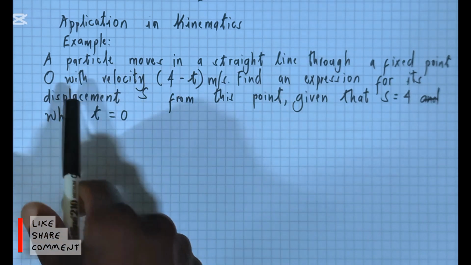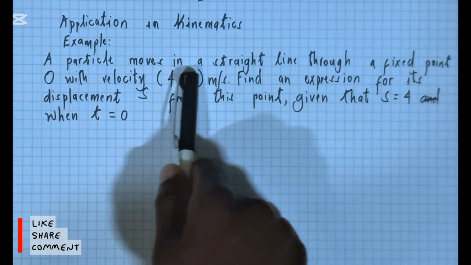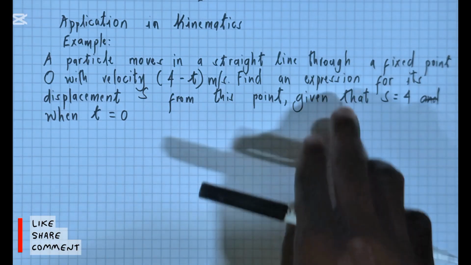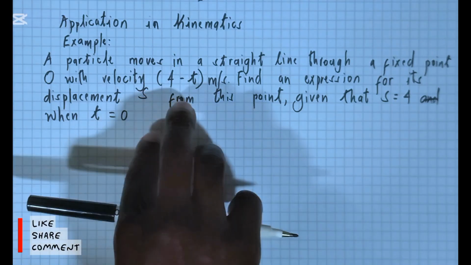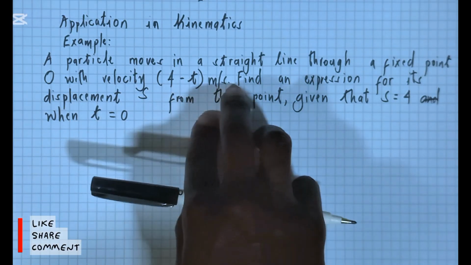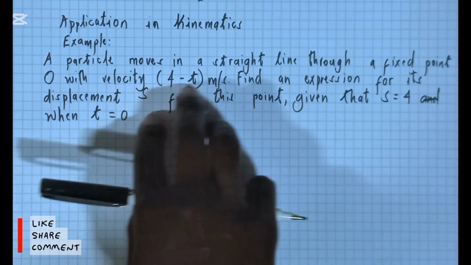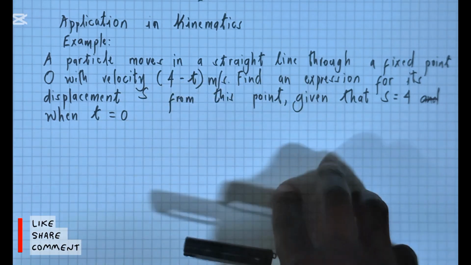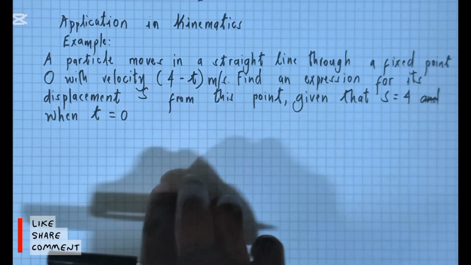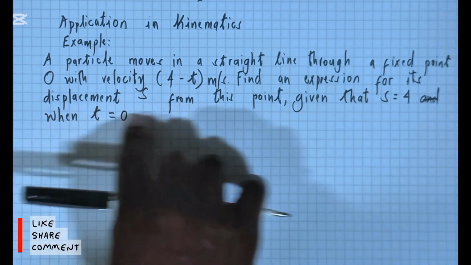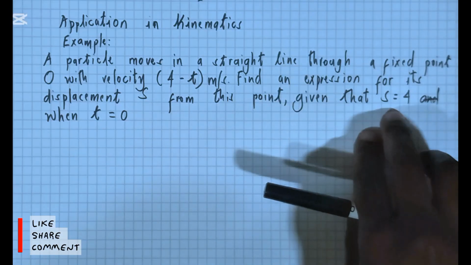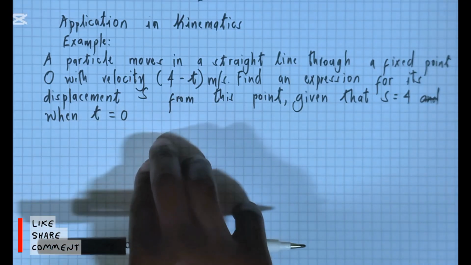So right here, we have a particle that moves in a straight line through a fixed point O. This particle is traveling at a velocity of 4 minus t millimeters per second. That is the function describing the velocity of this particular particle. We are supposed to find an expression for its displacement s from this point, given that s is 4 when t equals 0.